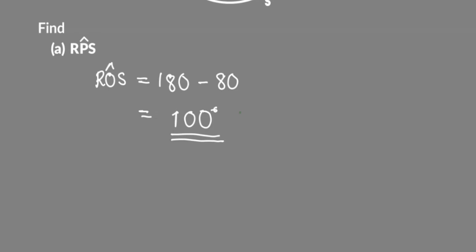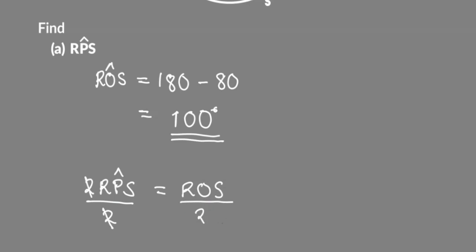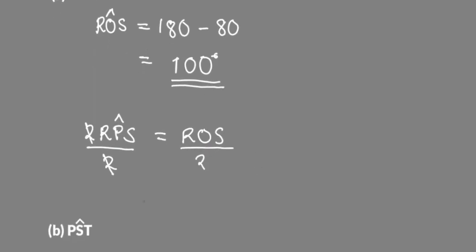Now, since we have the angle ROS, we can find the angle RPS, because we know that 2 RPS is going to be equal to ROS. And if we do our algebra here, we can divide both sides by 2. And then we can have the angle RPS, (100 divided by 2), which is equal to 50 degrees.